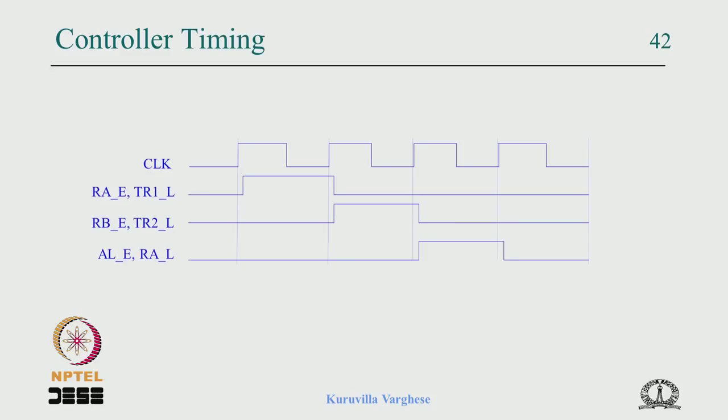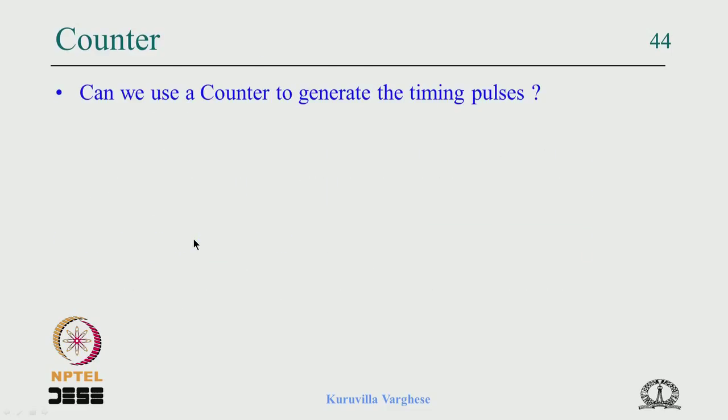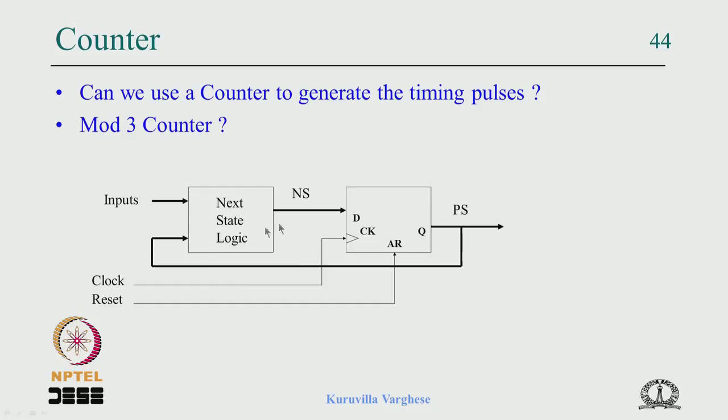The answer is that unfortunately we have studied only the synchronous counter so far. So I want to straight away ask, can we have a synchronous counter generating this kind of pulses? Can we use a counter to generate timing pulses, say a mode 3 counter? We have a counter which is designed like this, with state flip flops which are decoded with the input to generate the next count. Can a mode 3 counter generate this kind of pulses?